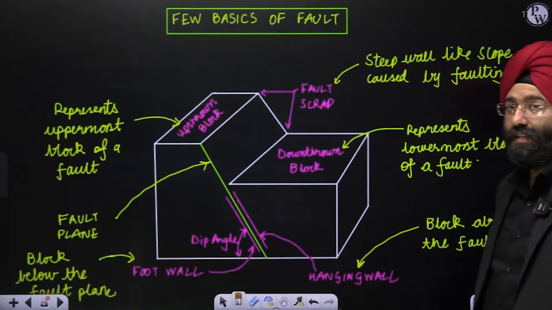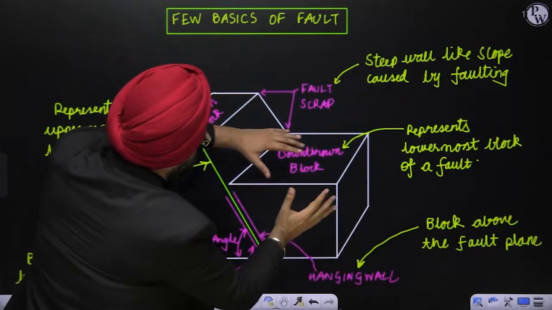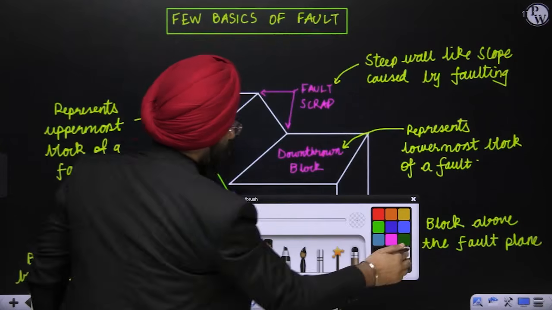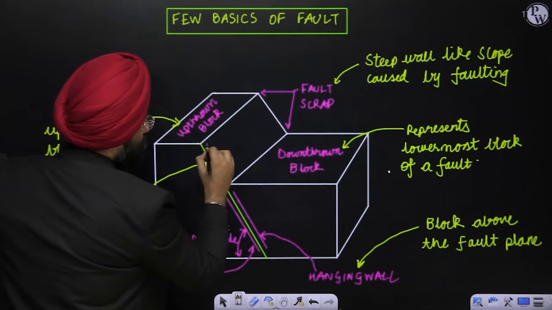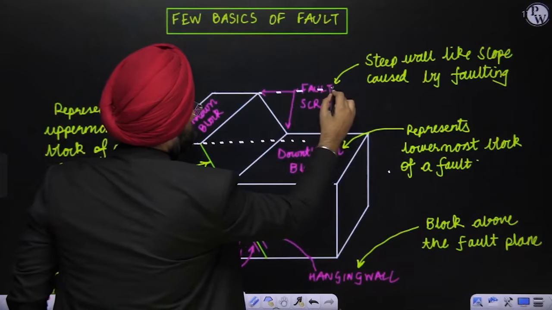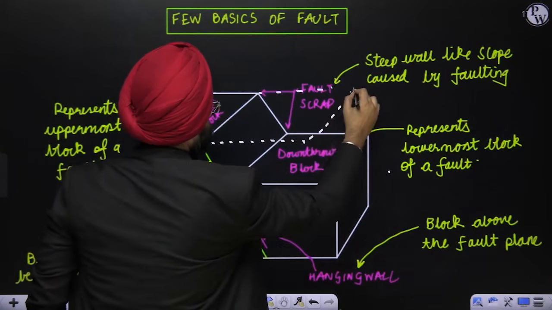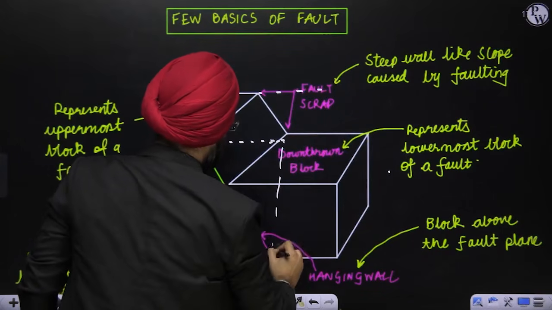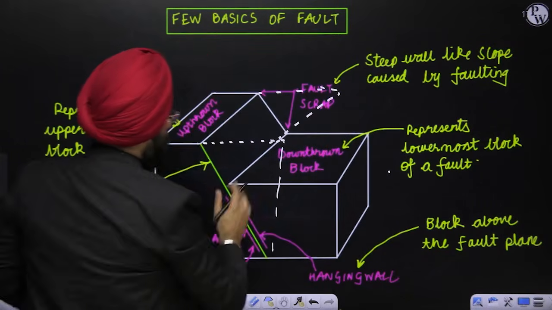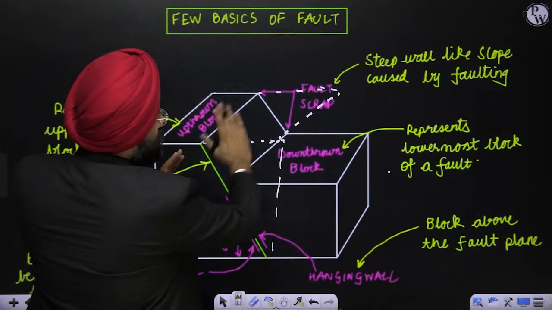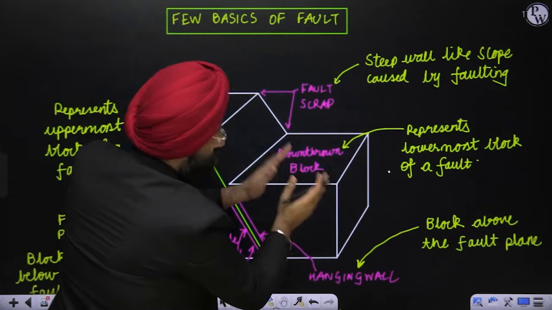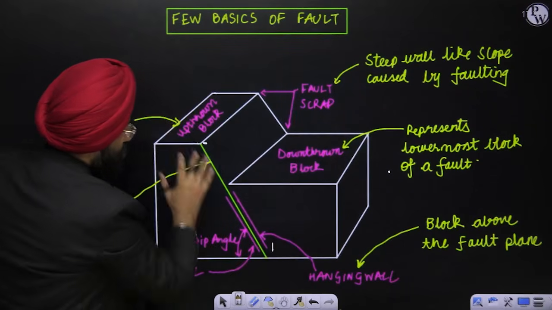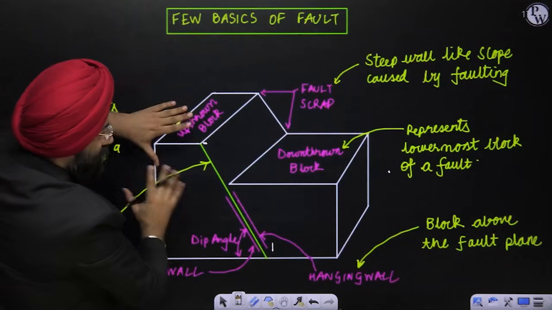Now, let us assume, let's see this. Supposingly, this particular block was earlier over here. Let us assume this. Earlier, this block was at this level. Right? Let us assume this. It was at this level. Now, due to the various forces, it has moved down. Clear? This block has moved down. This is the fixed part. Let us say this part is fixed.